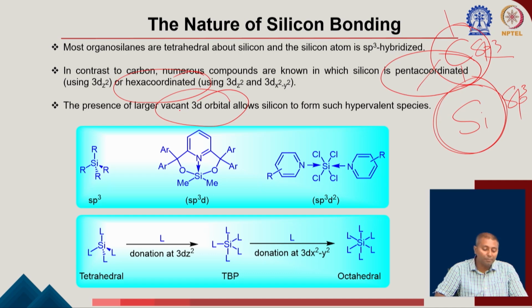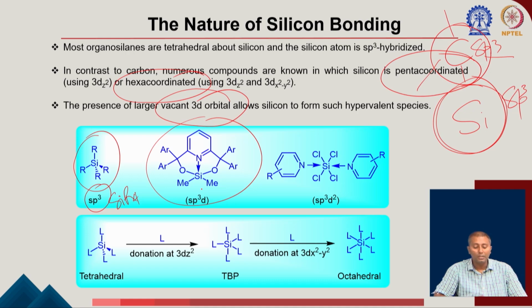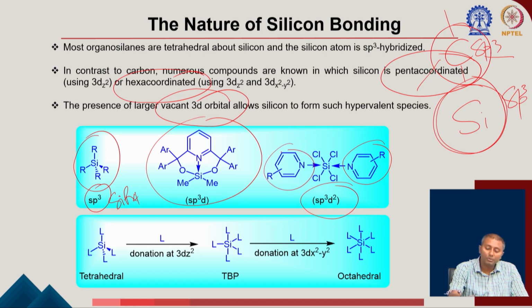So, you can see some examples here. If you have silicon R3 R4 Si R4 type compounds, you can see these are sp3 tetrahedral structures. But for this particular compound, this pyridine nitrogen can now give electron density through the d orbital to form this sp3d, and it could be sp3d2 if you have a silicon tetrachloride with 2 pyridine. So, these 2 nitrogens are giving electron density to the corresponding d orbitals.